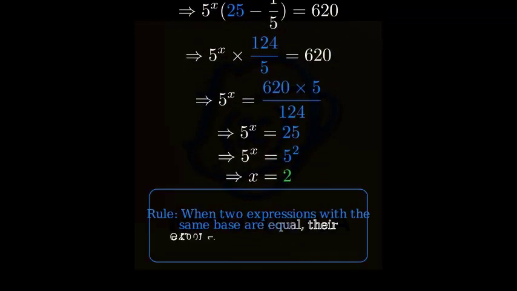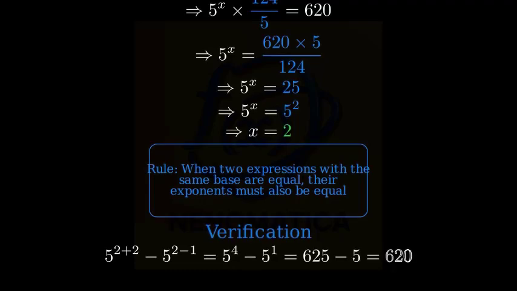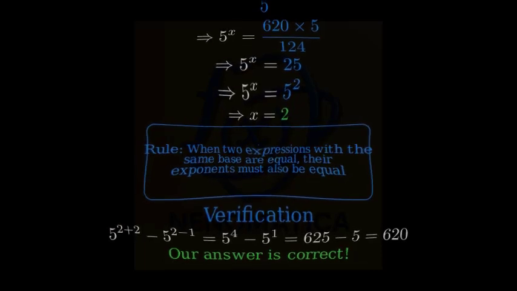Remember the rule. When two expressions with the same base are equal, their exponents must also be equal. So, our solution to the original exponential equation 5 to the power of x plus 2 minus 5 to the power of x minus 1 equals 620 is x equals 2. Let's verify this by substituting x equals 2 back into our original equation.